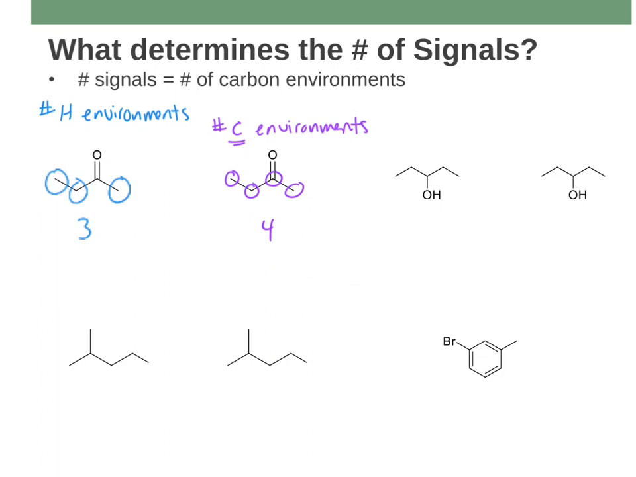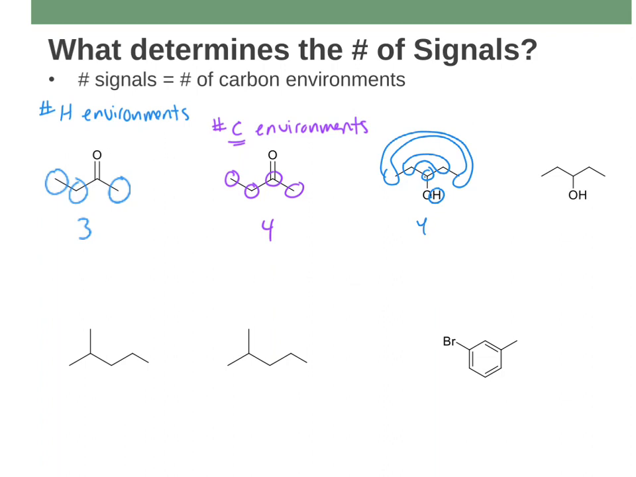If I did the same thing for this one on the right, I see a hydrogen on a carbon here. This carbon right here is the same as the one on the other side. Let me fix that. Those are the same. And lastly, those are the same. So I'd see 1, 2, 3, 4 environments.